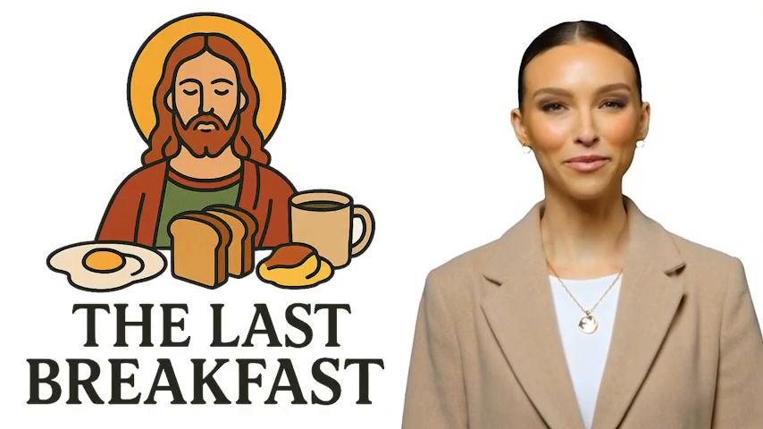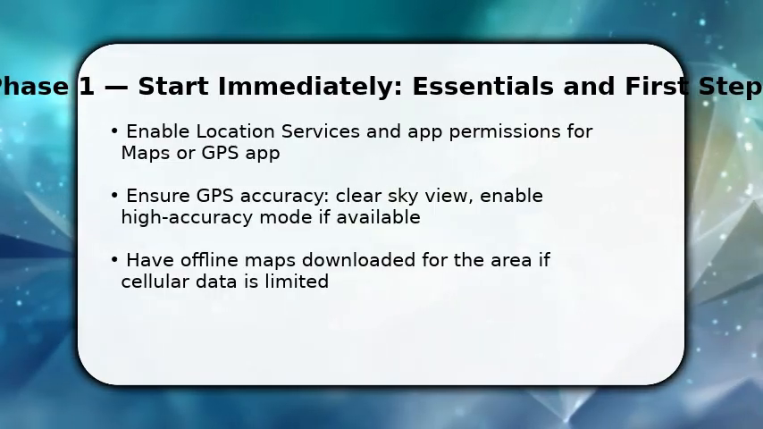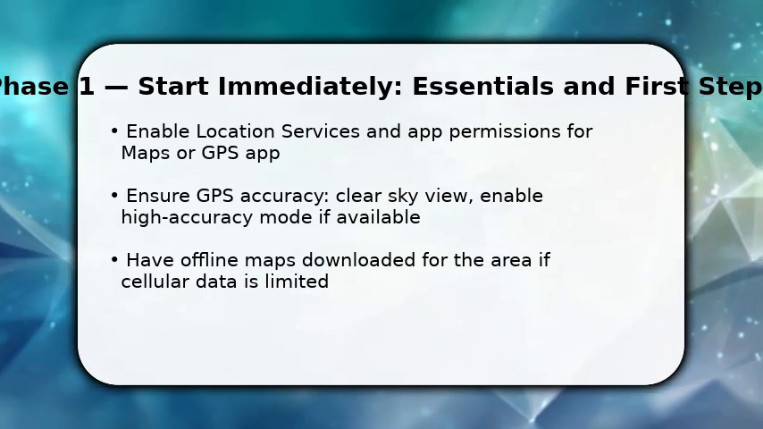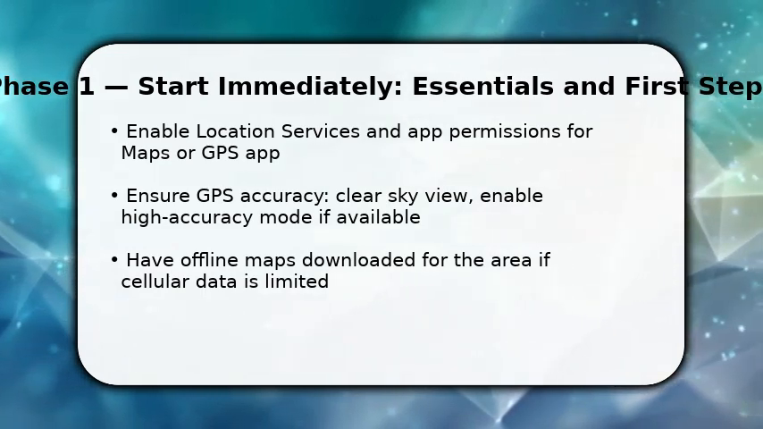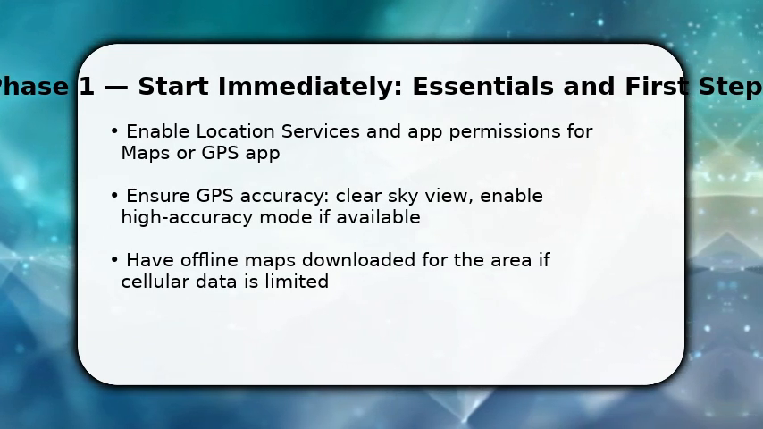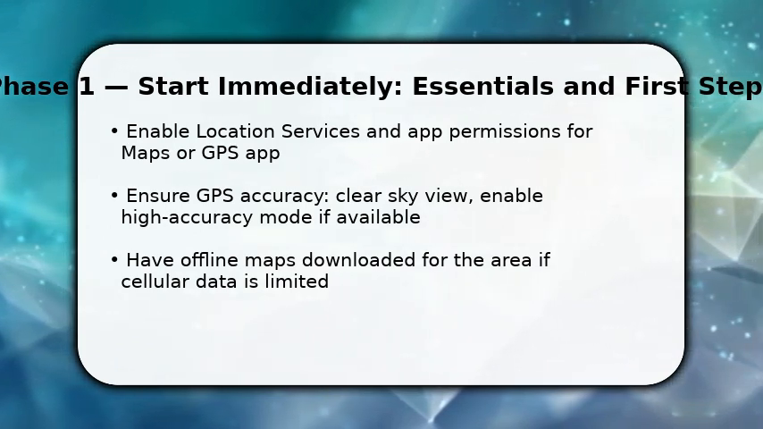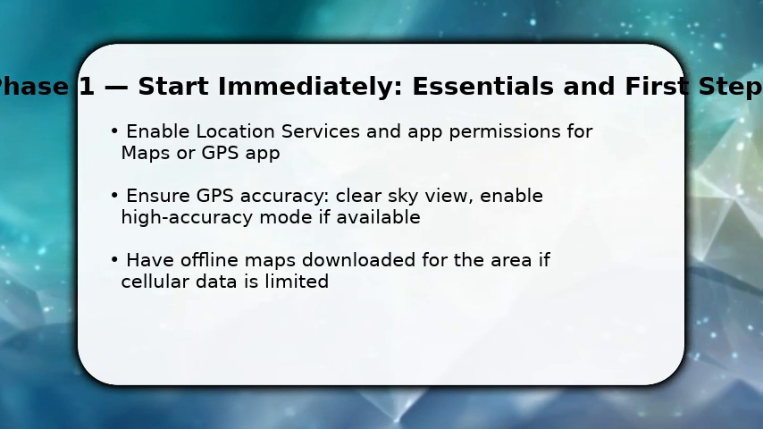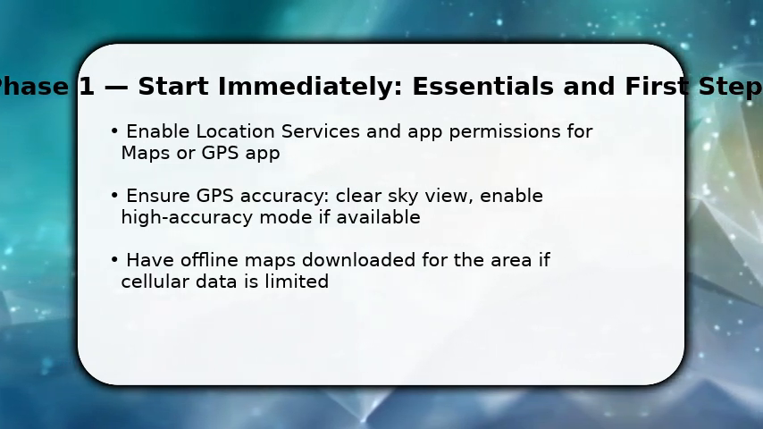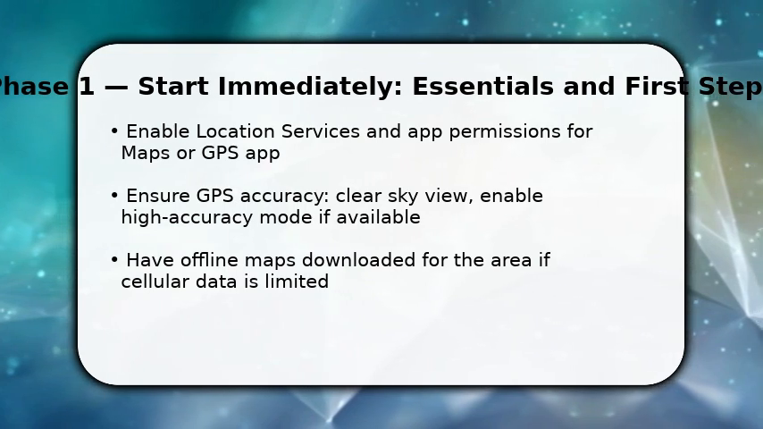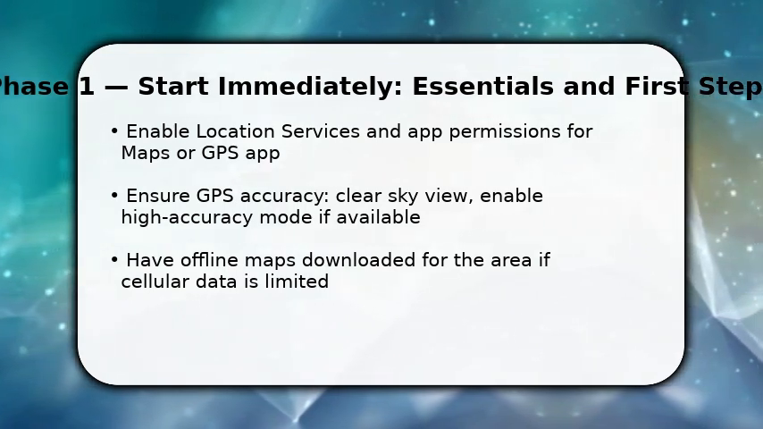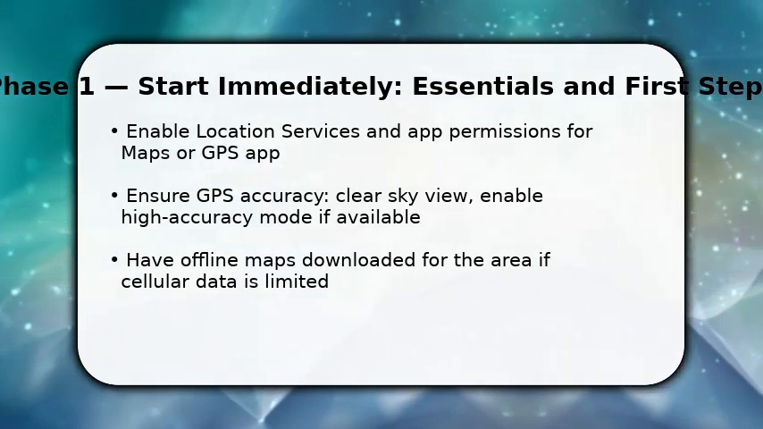Please enjoy the video. You start by confirming prerequisites, enable location services, and grant the app permission to access your location. Next, set the device to high accuracy or GPS-only mode if accuracy matters. This reduces drift. Once done, open your chosen map app and wait for the location blue dot to stabilize.